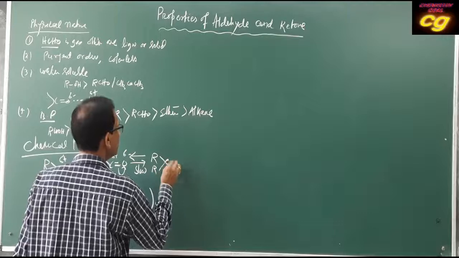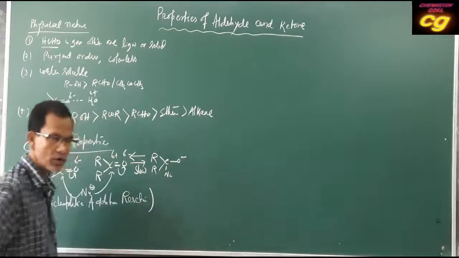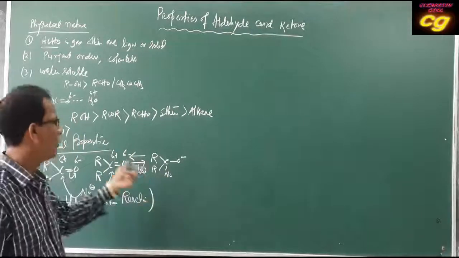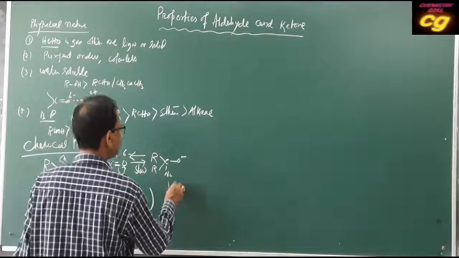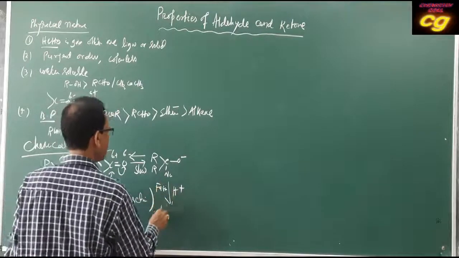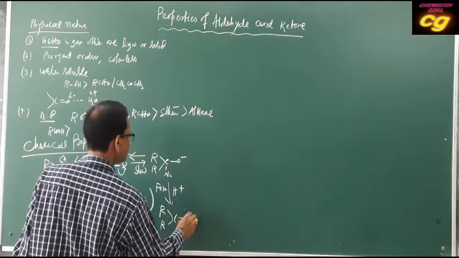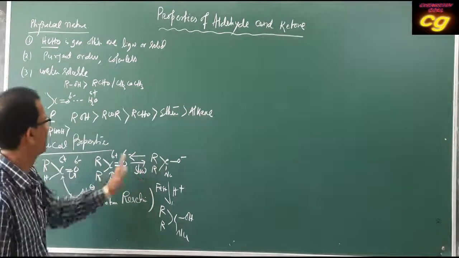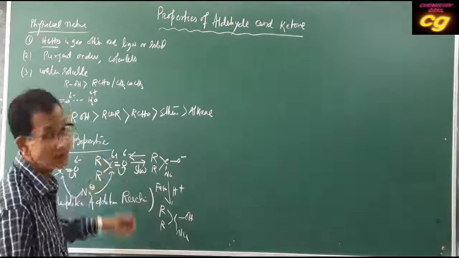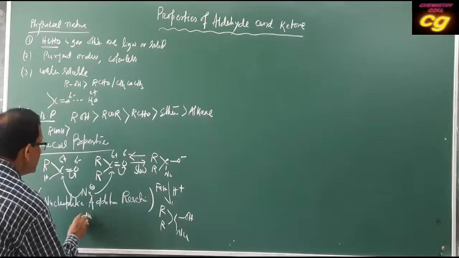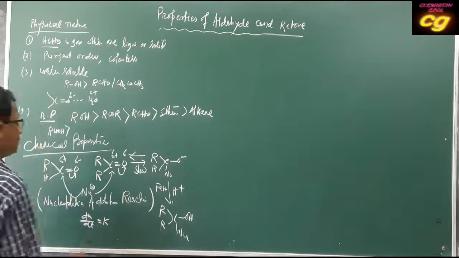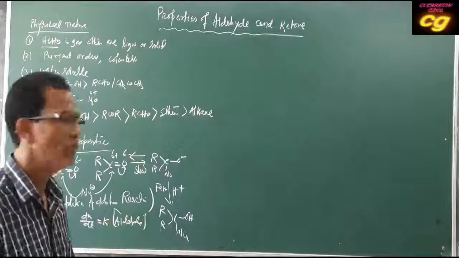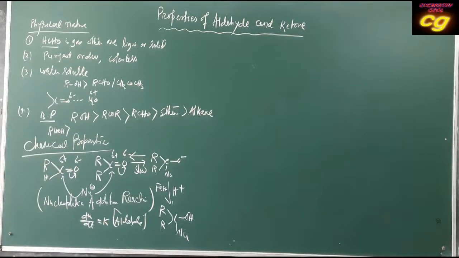So the nucleophile attaches, and an anion is produced. This negative ion will take a proton in the second step and produce the addition product. This is the final product. The first step, addition of the nucleophile to carbon, is a slow step, so it is the rate-determining step. That's why the rate law is dx/dt equals k times the aldehyde or ketone concentration. So it is a first order reaction. This is the mechanism of nucleophilic addition reaction.